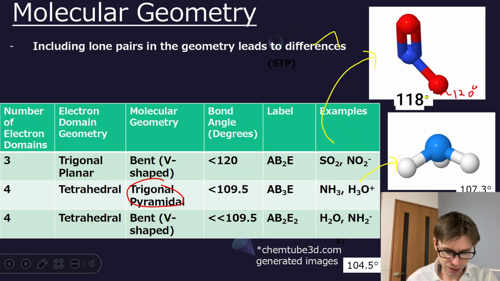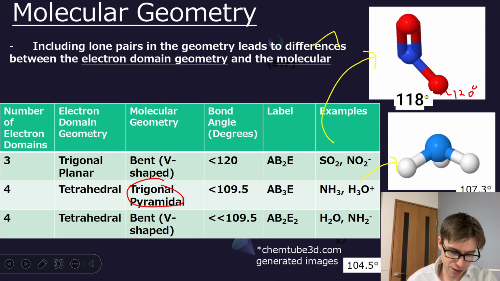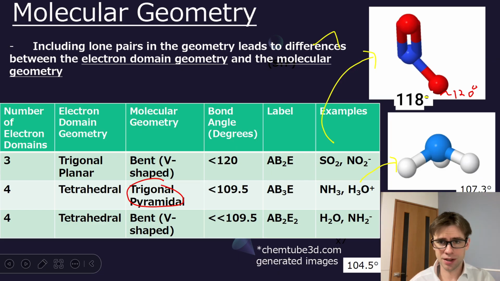So just some points I forgot to mention. Including the lone pairs in the geometry leads to differences between the electron domain geometry and the molecular geometry. So sometimes they are the same, but if your central atom has lone pairs, your molecular geometry will not be the same as the electron domain geometry.